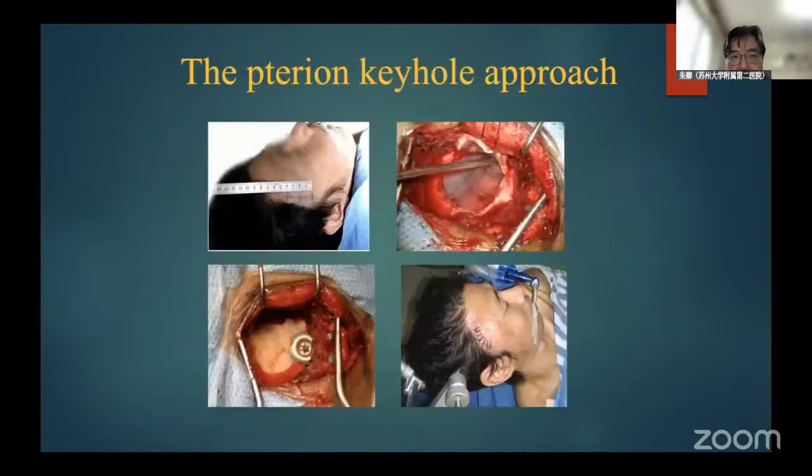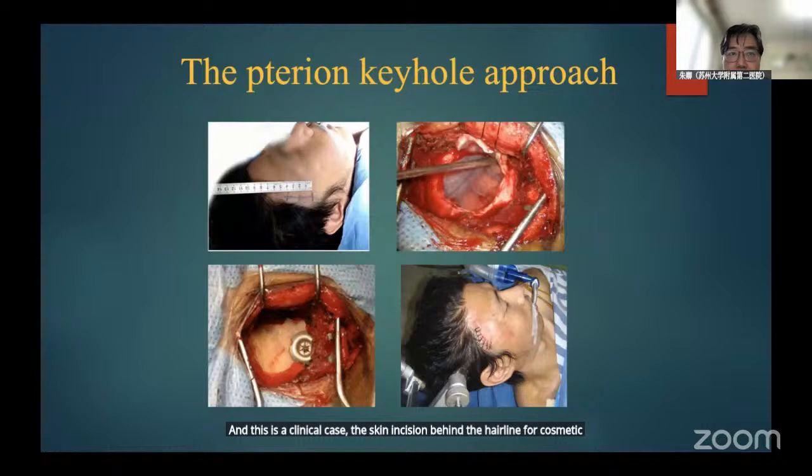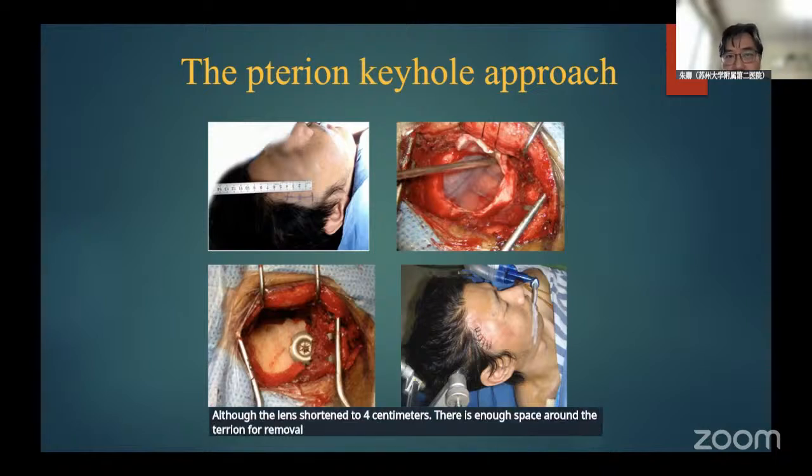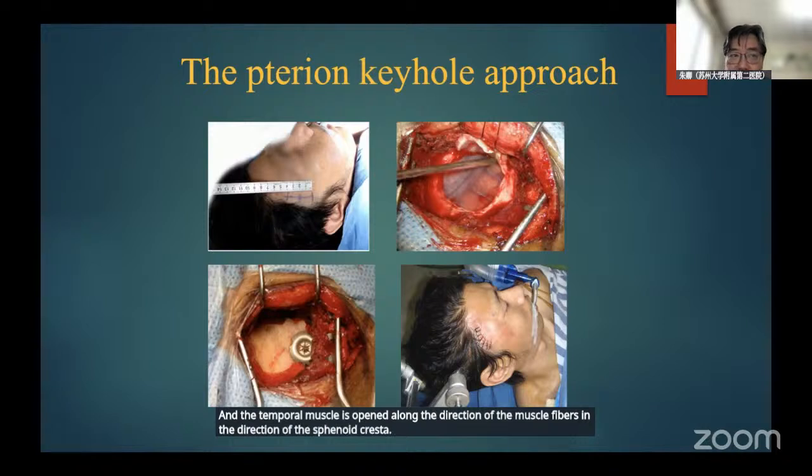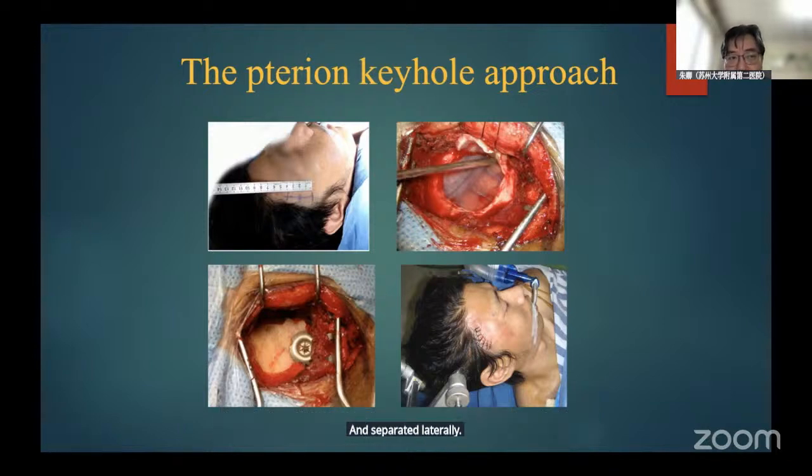And this is a clinical case, with the skin incision behind the hairline for cosmetic consideration. Although the length was shortened to 4 centimeters, there is enough space around the pterion for removal of the sphenoid crest, and the temporal muscle is opened along the direction of the muscle fibers toward the sphenoid crest and separated laterally, alleviating exposure of the skull base obstructed by the muscle flap.